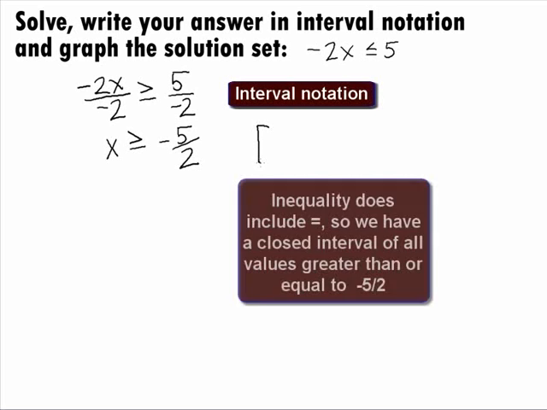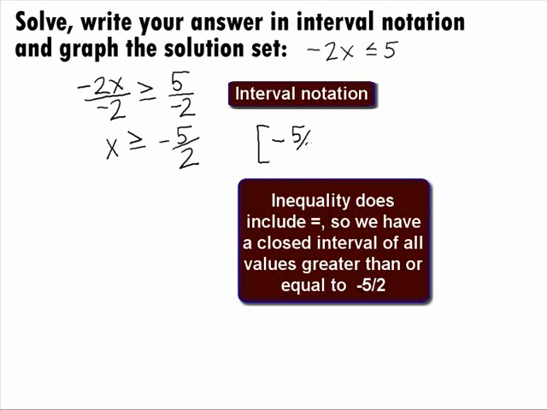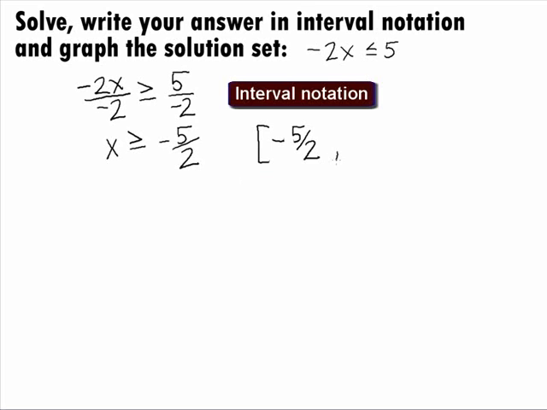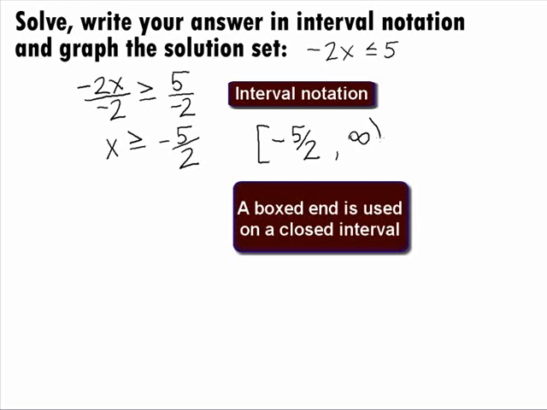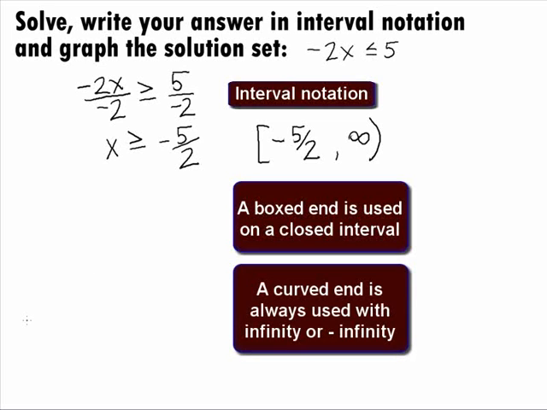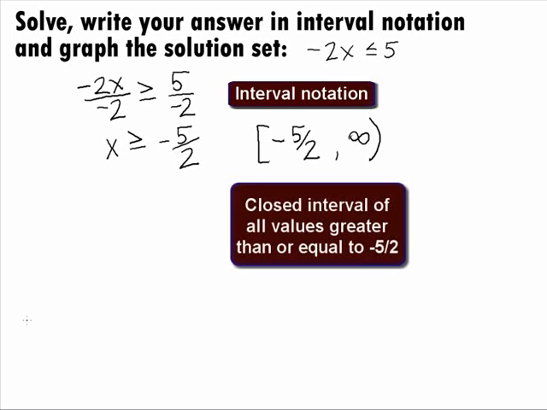The answer to this inequality is a closed interval because we are including the endpoint where x is equal to negative 5/2. Since we are including where x equals negative 5/2, we will use a bracket with the negative 5/2. And note that any time we have infinity or negative infinity in interval notation, we always use a curved parenthesis on that end. So the final answer for the interval notation will be a bracket with negative 5/2, comma, infinity with a curved parenthesis, to give us the closed interval of negative 5/2 to infinity.